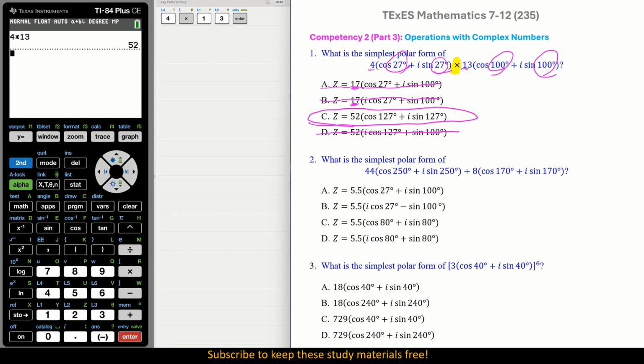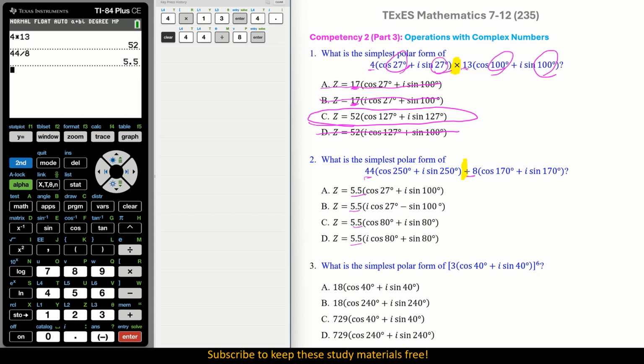Okay, so let's look at number 2. What is the simplest form of 44 cosine 250 plus I sine 250 divided by 8 cosine 170 plus I sine 170? As I just said, you will divide because of the division. You divide the outside, but with division comes subtraction. Thus we need to take 44 and divide it by 8. I have a sneaking suspicion that it's 5.5, because all of these are 5.5. Let's see, 44 divided by 8. And there you go, 5.5. They're trying to suck us in.